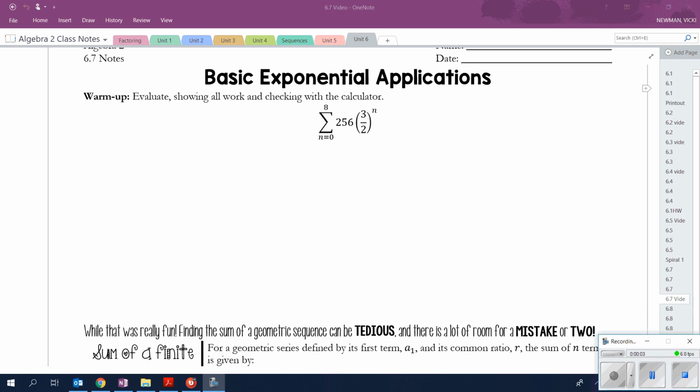Let's run through quickly this basic exponential applications. It says evaluate, showing all work and checking. How do you do this? What does this little symbol, capital sigma, represent? What does it tell you to do?